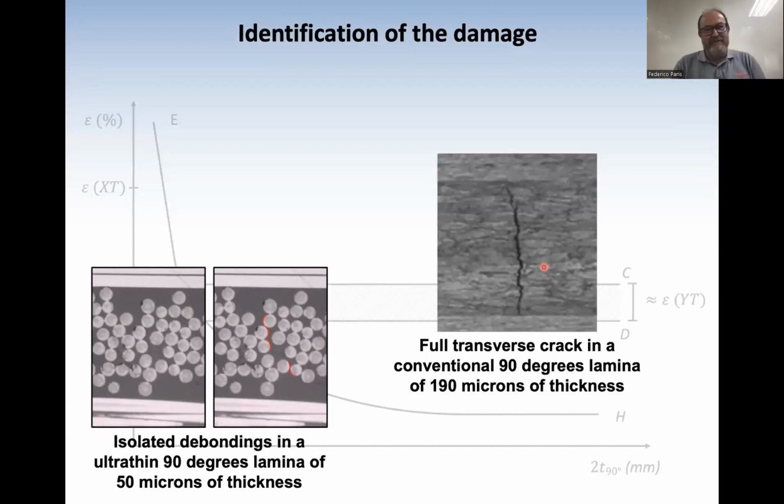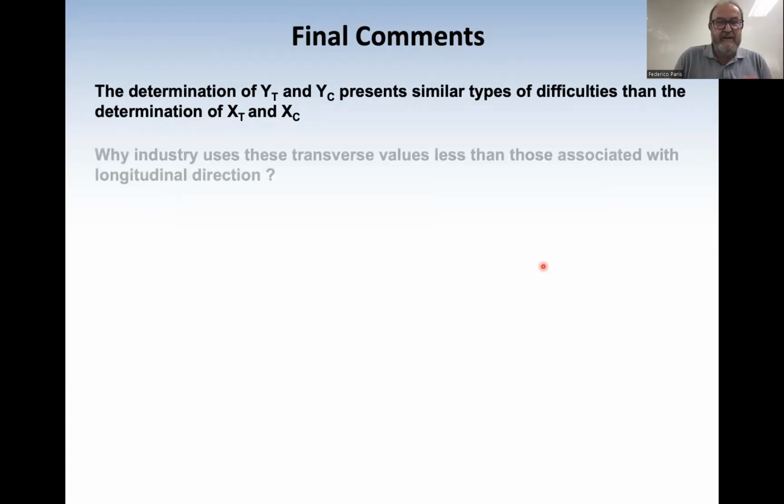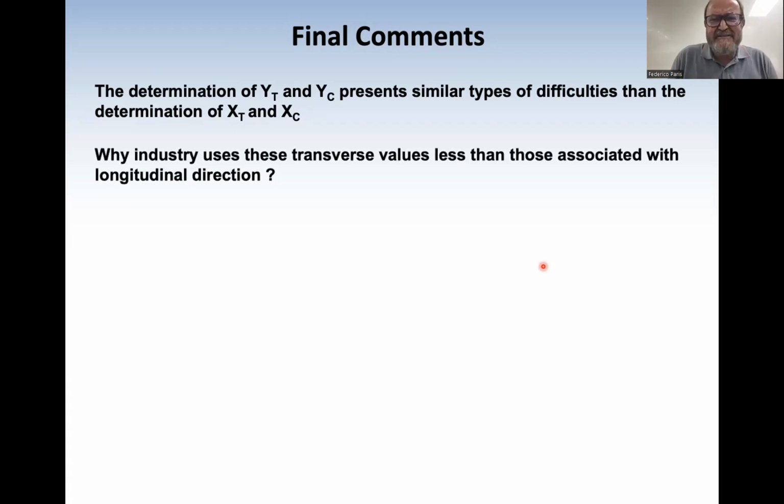presentation to clarify this matter as a part of the agenda. We have to clarify the meaning of strength in a composite when we talk about transverse. So to conclude, the final comments, in a very brief way: the determination of transverse strengths presents a similar type of difficulty to the determination of X strengths. Why does industry use these transverse values less than those associated with the longitudinal direction? We would like to have an explanation of this matter.